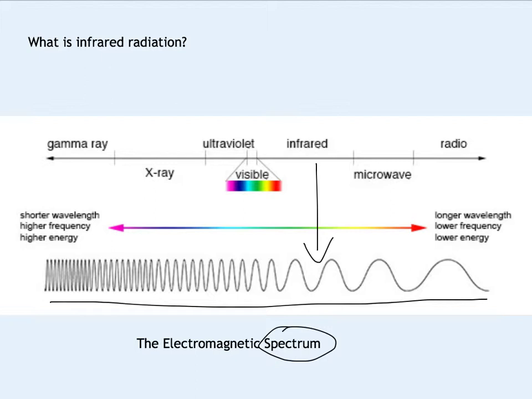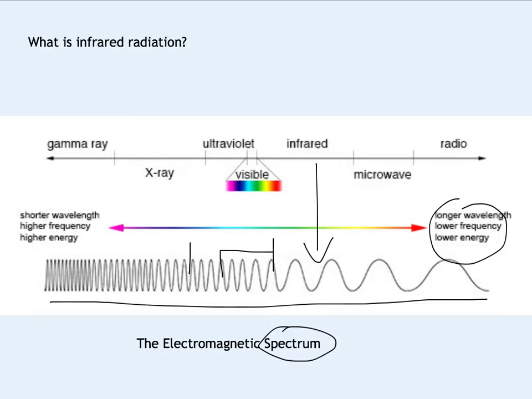And so the wavelength of infrared radiation is longer than that of visible light, and it's even longer than the wavelength of ultraviolet light. So what this means is that waves with a longer wavelength have got less energy. So infrared radiation has got less energy than visible light and less energy than ultraviolet.